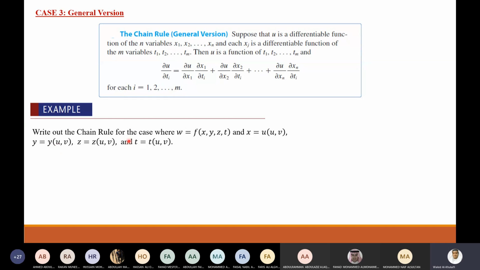Write out the chain rule for the case where w is a function of x, y, z, and t. So we have 4 variables, and each variable, let's say, depends on 2 other variables. So x depends on u and v, y depends on u and v, z depends on u and v, t depends on u and v. Actually, this one, Shabab, I think I made a mistake here.